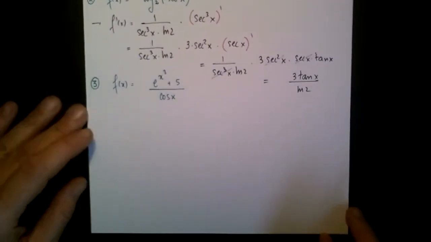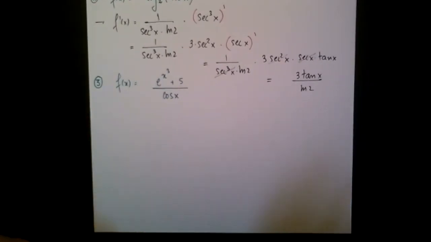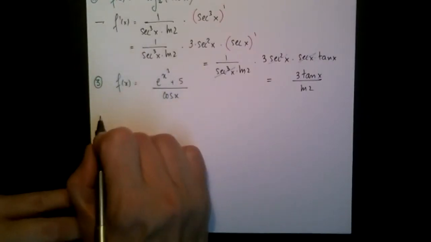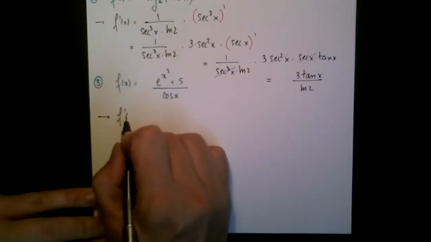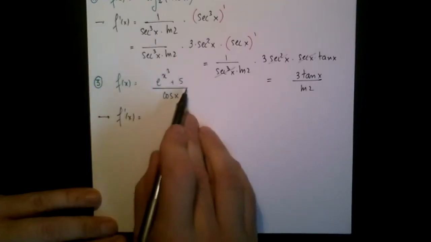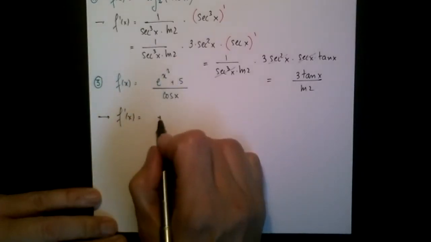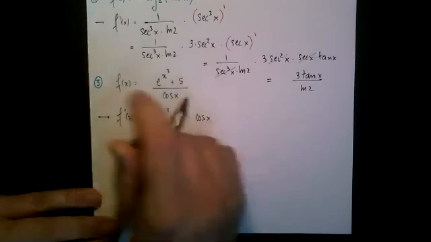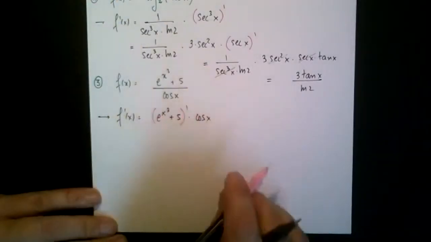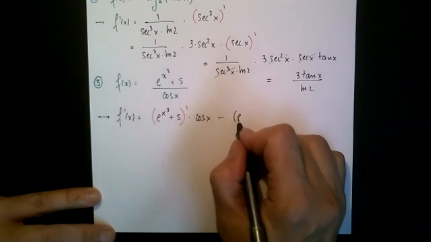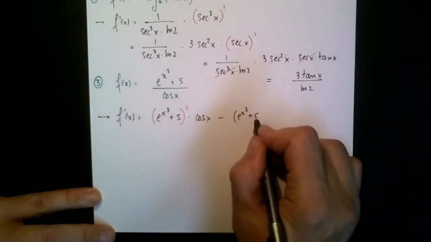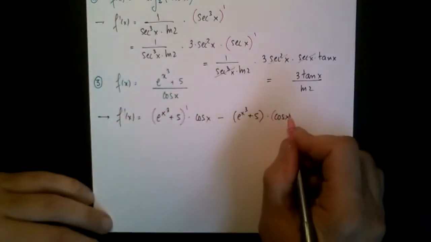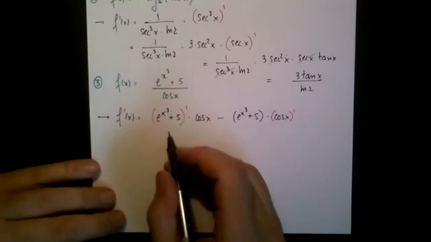As you see probably in my old test, sometimes I say simplify, sometimes I don't. This one here, of course there is a division, so we have to do the quotient rule. So it's e power x cubed plus 5, so the derivative of the top times the bottom minus the top times the derivative of the bottom over the bottom squared.